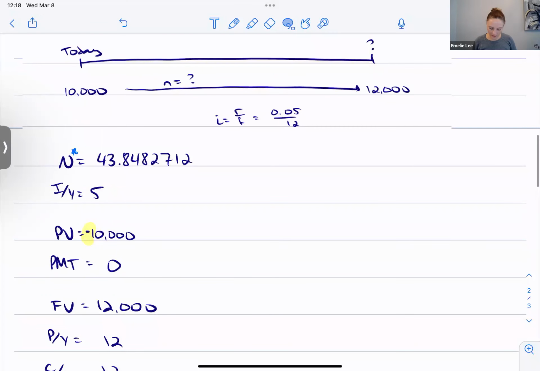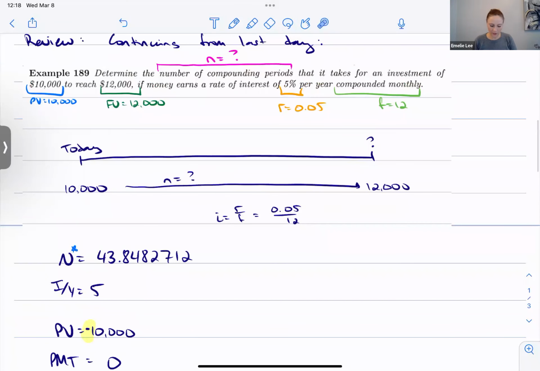So what we did, right? We were supposed to determine the number of compounding periods. So we were supposed to find N, the time it takes for an investment of 10,000 to reach 12,000 if money earns a rate of interest of 5% per year, compounded monthly, right? So there's quite a bit of information here, but in terms of the timeline, nothing too crazy, right? We had to find I, we're trying to find N, and we can use the calculator to do that.